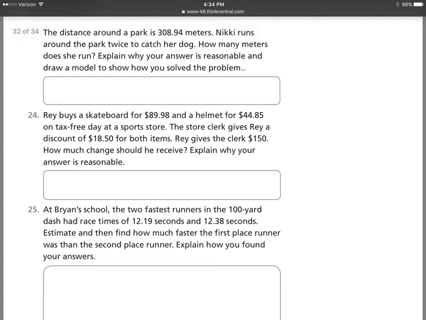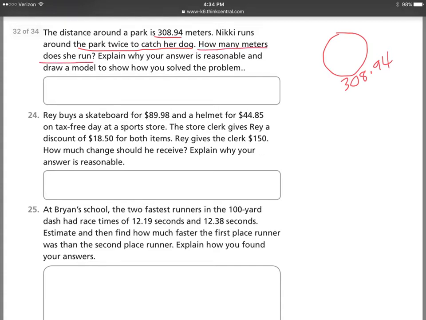Question number 23, the distance around a park is 308 and 94 hundredths of a meter. Nikki runs around the park twice to catch her dog. How many meters does she run? Immediately, we're dealing with a park. Somebody's running around the park. In my mind, I'm thinking circle. And that circle all the way around is 308 and 94 meters. And she's running around that circle twice. They want you to let us know how many meters she is running altogether.